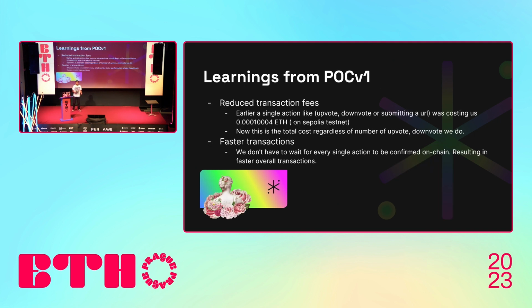The things we learned from POC 1 from the community feedback: first, the cost was extremely low using state channels. When we were doing simple tasks such as submitting a single URL, upvoting or downvoting, it was costing us 0.00100 ETH. But this is the total cost for n number of operations. So it doesn't matter if you do 100 upvotes, 100 downvotes, or submit 100 URLs. Every single one of them will cost the same amount. Second, faster transactions. As I mentioned in the beginning, you don't have to wait for the block to be mined. It's automatic, it's off-chain, so it's faster, and then it will go to the mainnet.